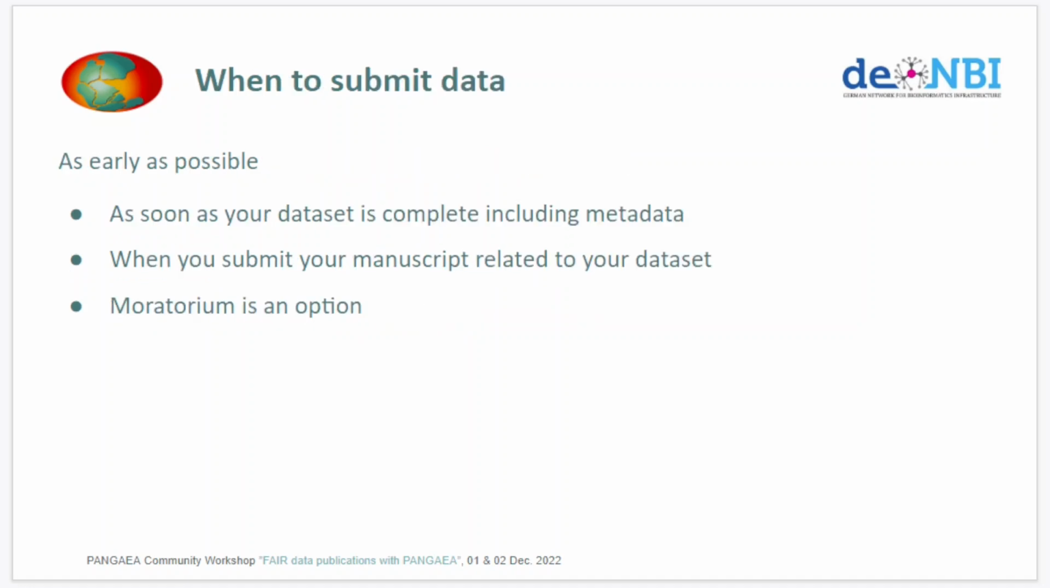When to submit data? Basically, as early as possible. So as early would be as soon as your dataset is complete, including the metadata, and at the latest when you submit your manuscript related to your dataset. A moratorium is an option, and a moratorium means that the data is already published, but the access is restricted. Only the metadata is visible, but not the actual data.